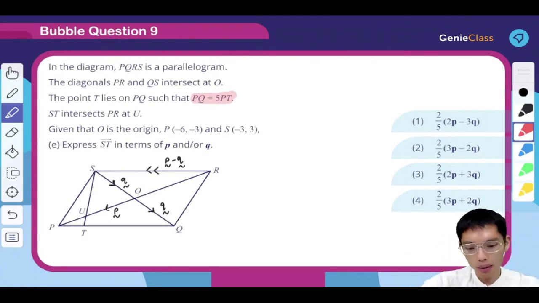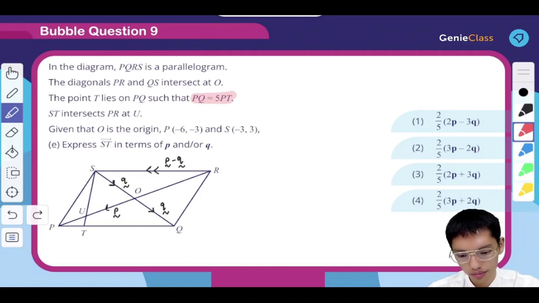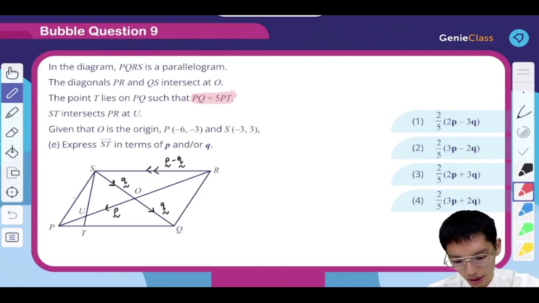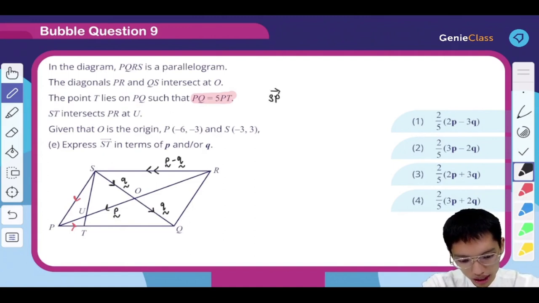So let's think about this. I want ST. So what is the ideal way to go from S to T? Okay, break it down from the question. Straightforward way, S to P, P to T. Now, how do I get SP? So if you look at my diagram down there, to get from S to P, I can go from S to O, then O to P.